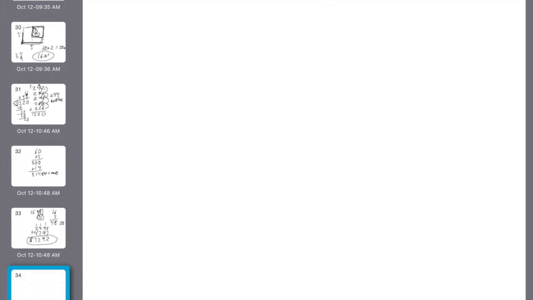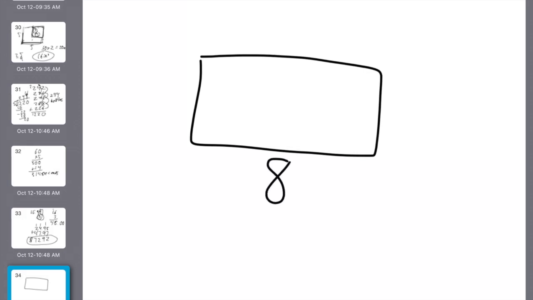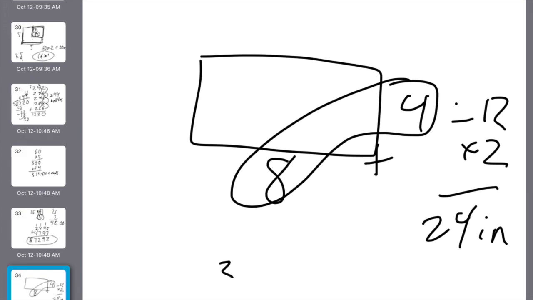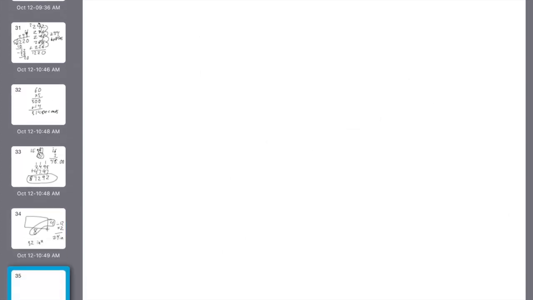Number 6, this rectangle is twice as long as it is wide. What is the perimeter of the rectangle? So they gave me the length. They said this is twice as long. So this has to be a 4 over there, guys. Then they asked me, A, what's the perimeter? Add them together. That's 12, times it by 2 is 24 inches. B says, what's the area? Now I don't add, I multiply. 8 times 4 is 32 inches squared.